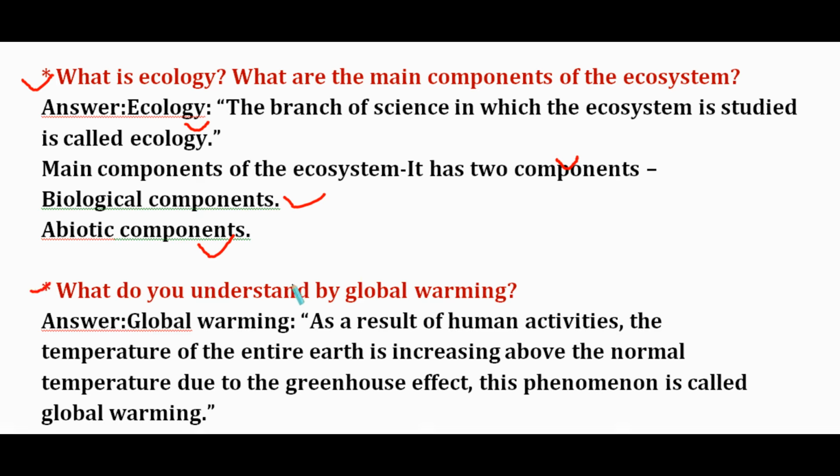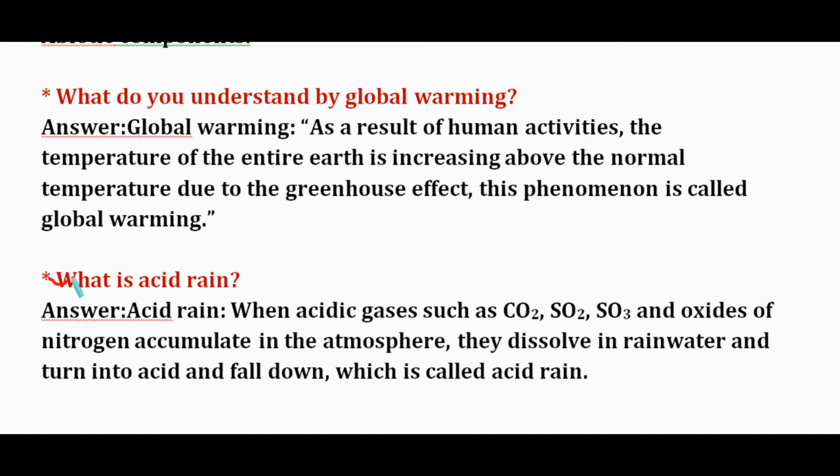Next question is, what do you understand by global warming? As a result of human activities, the temperature of the entire earth is increasing above the normal temperature due to the greenhouse effect. This phenomenon is called global warming. And the next question is, what is acid rain? When acidic gases such as CO2, SO2, SO3, and oxides of nitrogen accumulate in the atmosphere, they dissolve in rainwater and turn into acid and fall down, which is called acid rain.